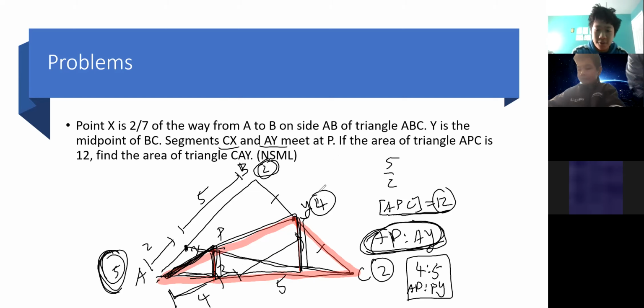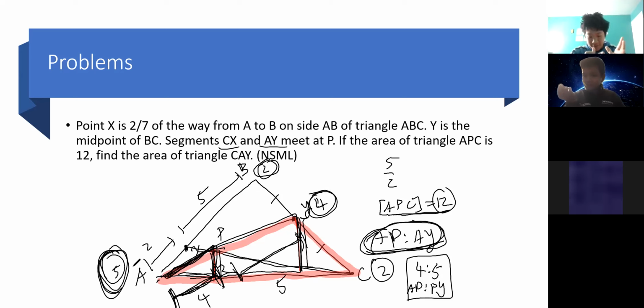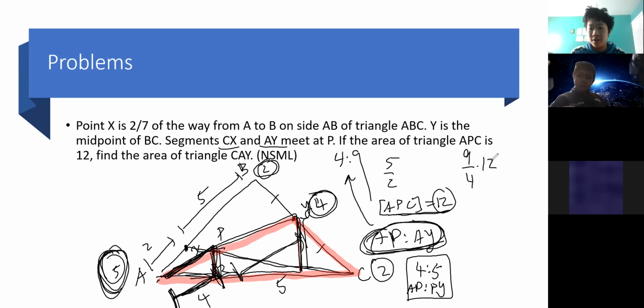Does that make sense? Because we have a mass of 4 on Y and a mass of 5 on A, which means that this must be 4/5 the length of this, right? The mass of 5 has to be 4/5 times closer than the mass of 4. So AP to AY is just going to be 4 to 9, because AP is 4, AY is 5 plus 4, which is 9. So we know the ratio between the areas has to be 4 to 9. AYC is bigger, so we're going to multiply 12 by 9 over 4, and the answer is going to be 27.